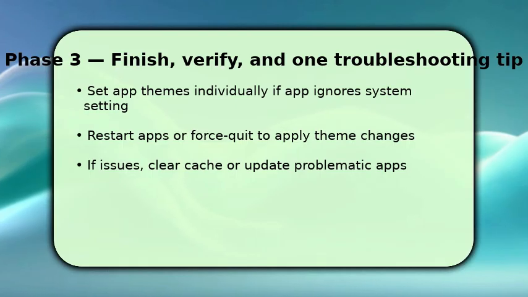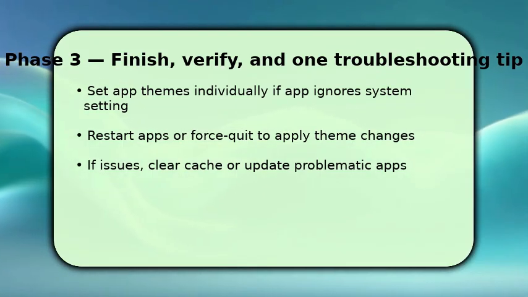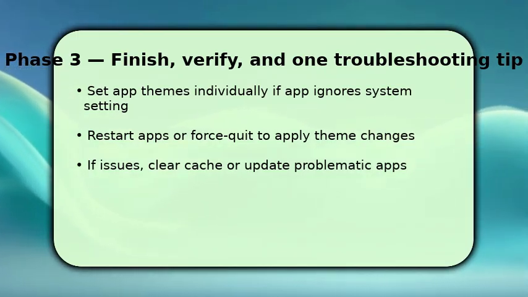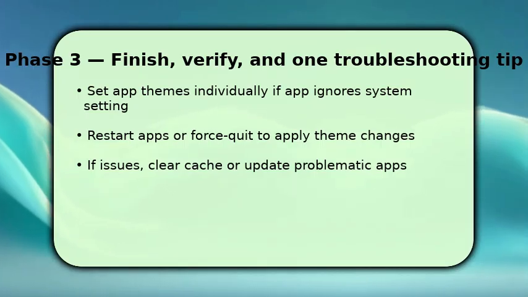Make sure to update apps and the OS if themes behave oddly. If dark mode still fails, clear the app cache, reboot the phone, and reinstall the app as a last resort. This usually resolves stubborn theme conflicts quickly.